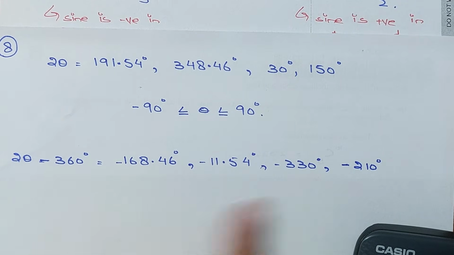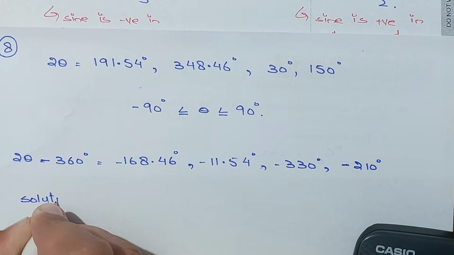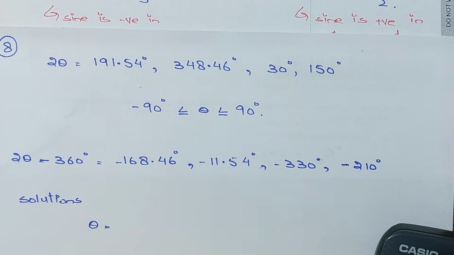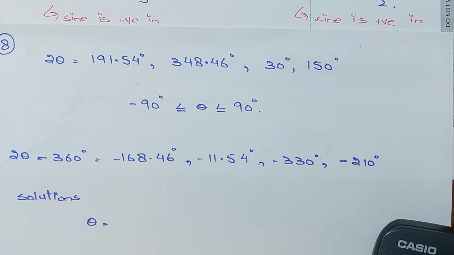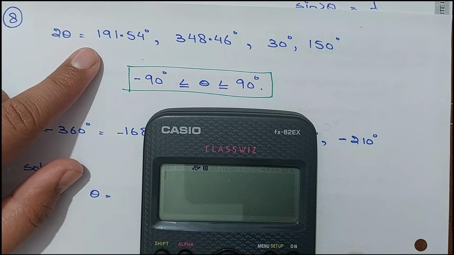So these 4 and these 4, so in total 8 values. So we can say what the solutions are. So what is theta? In all these values we have to divide by 2 and pick the solution which lies in the given range. Okay, so let's see the values of theta, every time dividing by 2.